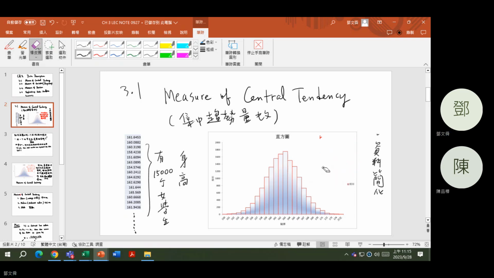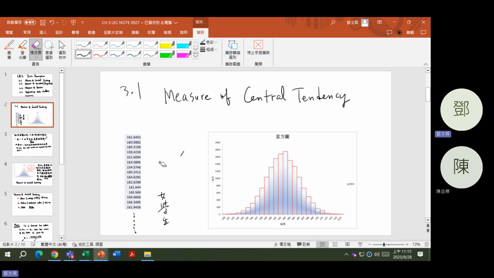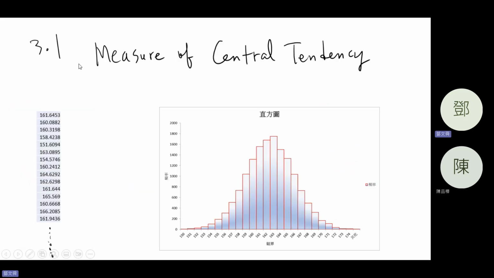Please recall what we have learned last hour. What is this? This is the distribution of the TKU girl students' heights, right? The distribution of TKU girl students' heights.